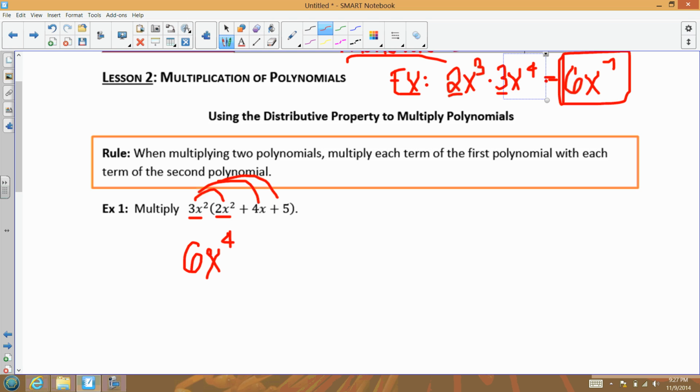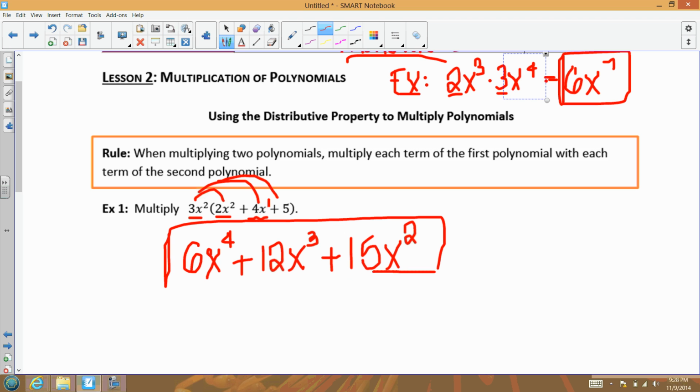Then if you look at the next term, 3 times 4 gives me 12. Keep the base, and you're going to add the exponents. The exponent of x is just going to be 1. So it's going to be x to the third when I add the squared plus the 1. And then the last term here is just going to be 3 times 5 gives me 15. And it's just going to be x squared. And if there were any like terms, then we would combine them. But in this case, I don't have any like terms because they're all of different powers. So I'm just going to leave it as is, and that's it for that one.